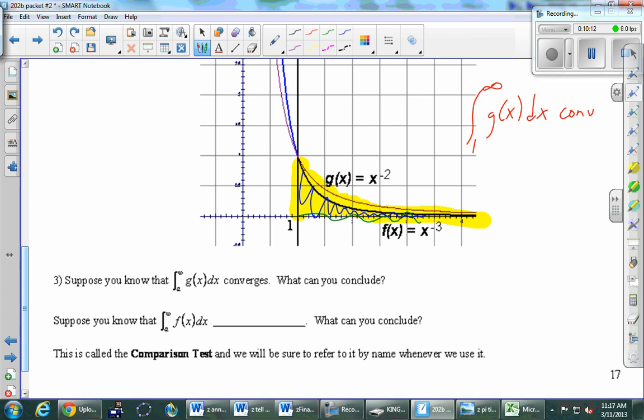Suppose you know that the integral of g of x converges. Is g the smaller or bigger? g is the bigger one. What can we conclude? We can conclude that the integral of f of x also converges.